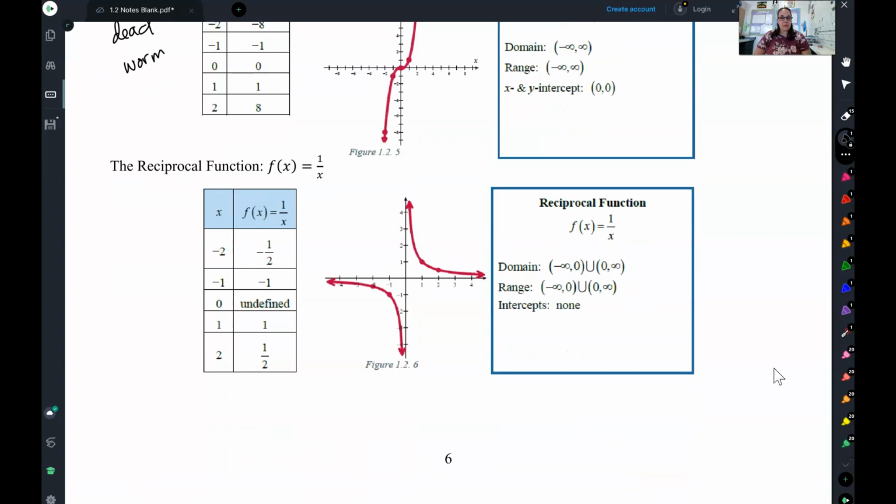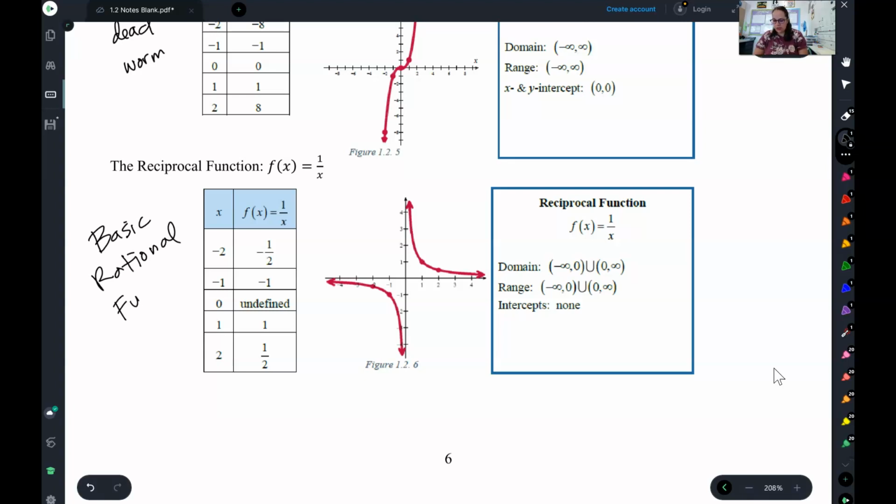Next, we have the reciprocal function. This is also called the basic rational function. We will have an entire chapter on rational functions that we will deal with later. But notice for now, this one does have an asymptote right here in the middle. If you don't remember asymptotes, they're those invisible lines that our graph gets closer and closer to but never touches. So this one actually has two asymptotes, one vertical, one horizontal.